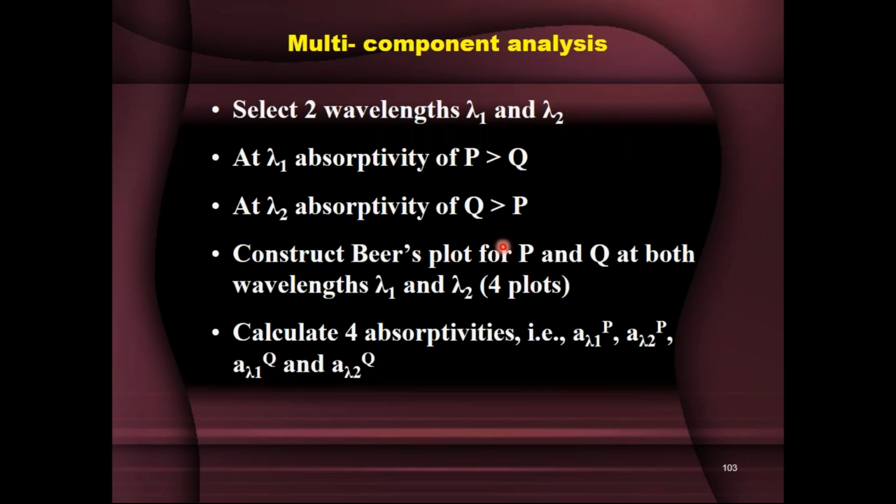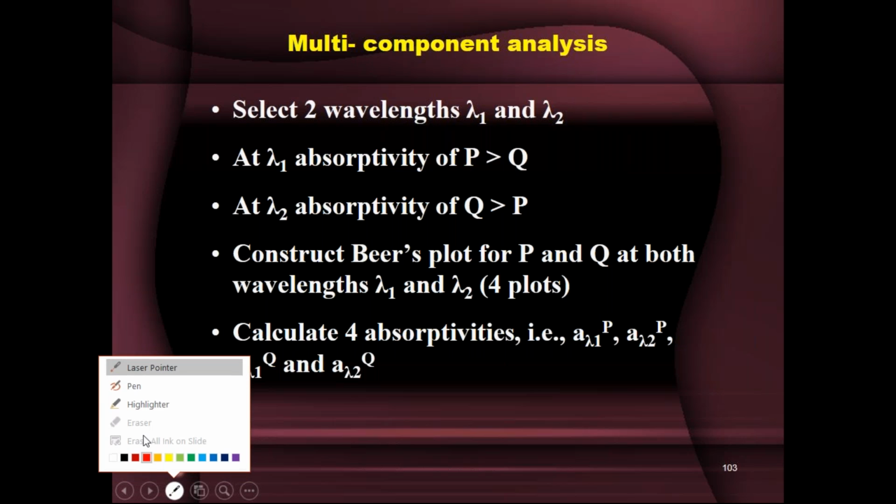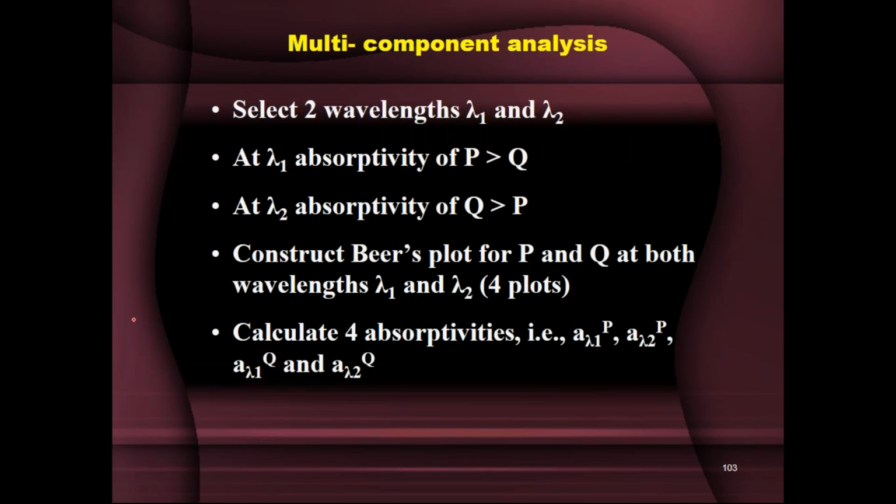For standard substance P, you will construct a Beer's plot at wavelength lambda 1. That means you have P solution, you prepare a number of standard solutions, say 5 standard solutions, 1 microgram per ml, 2, 3, 4, 5 microgram per ml of P alone. That is using the pure substance. So you have 5 standards of P. Using wavelength lambda 1, you will measure the absorbance of each of these. And you may get a curve something like this.